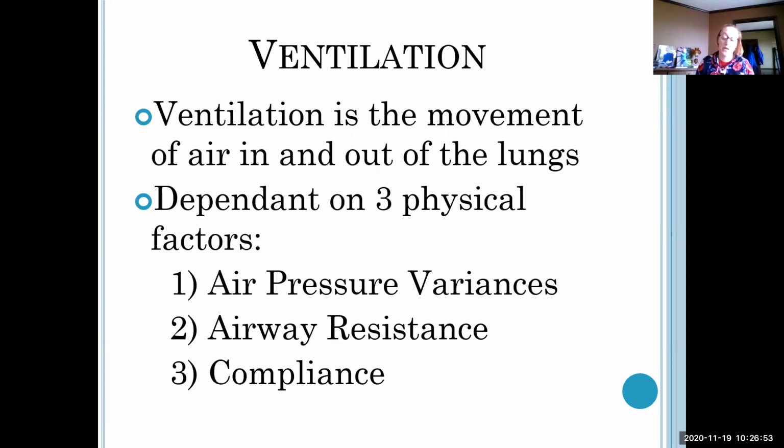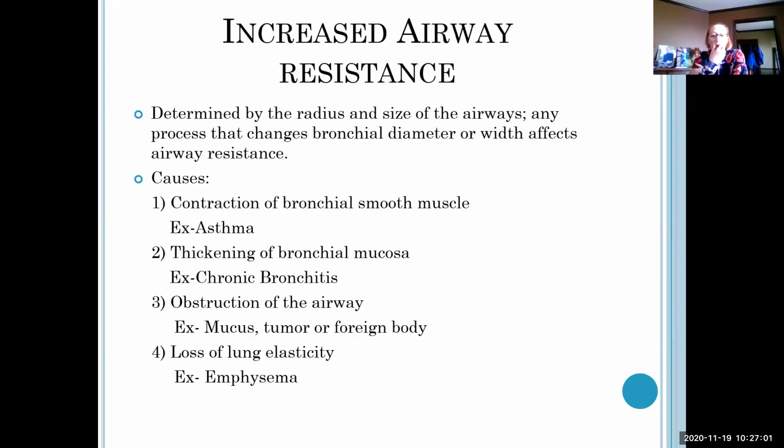Ventilation is the movement of air in and out of the lungs, and that's affected by air pressure variances, airway resistance, and compliance. Airway resistance is determined by the radius and size of the airways, and any process that changes that bronchial diameter or width affects airway resistance. So there are lots of different causes of increased or decreased resistance.